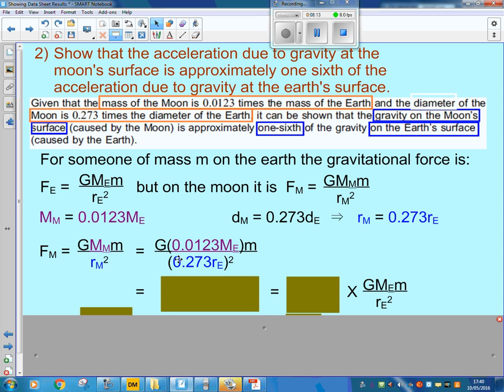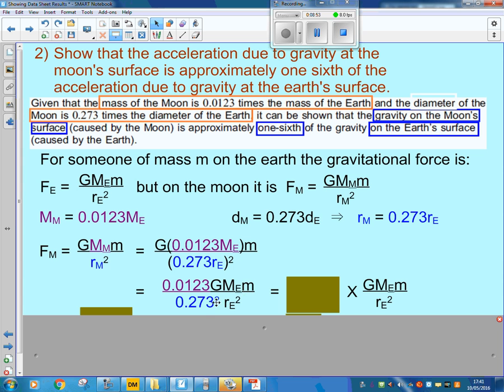Now, let's actually compare this with what the situation was on the Earth. But first of all, I'm just going to rearrange it slightly. So instead of having G times 0.0123 M_E, I'm going to bring the number to the front. So I get 0.0123 G times the mass of the Earth times little m. And here I'm going to square each bit, so I get 0.273 squared times the radius of the Earth squared. So all I've done here is a bit of rearrangement, and I've squared all of that by squaring 0.273 and the radius of the Earth.